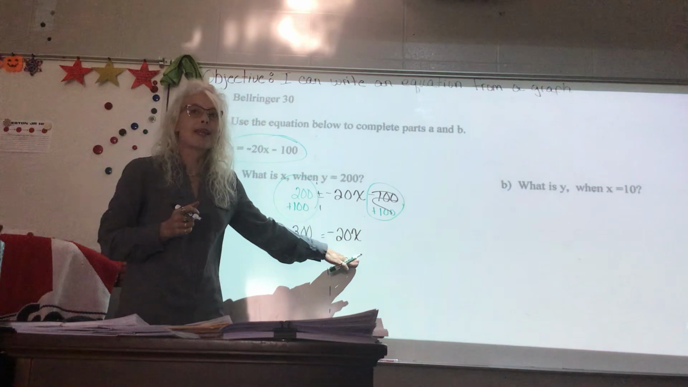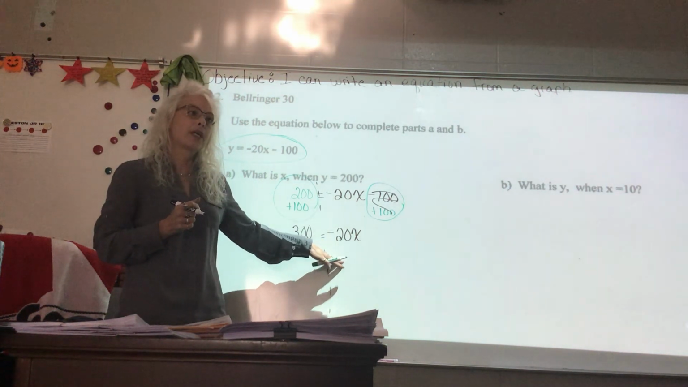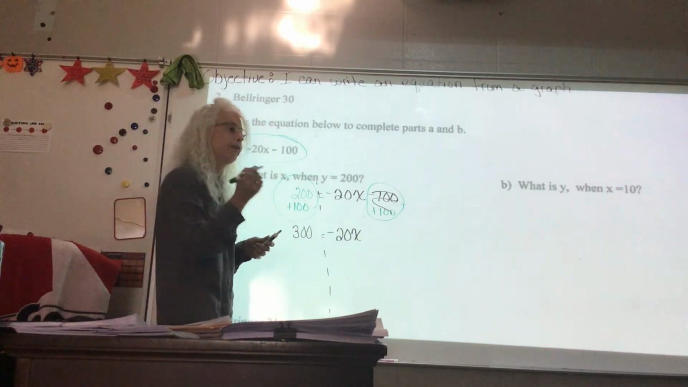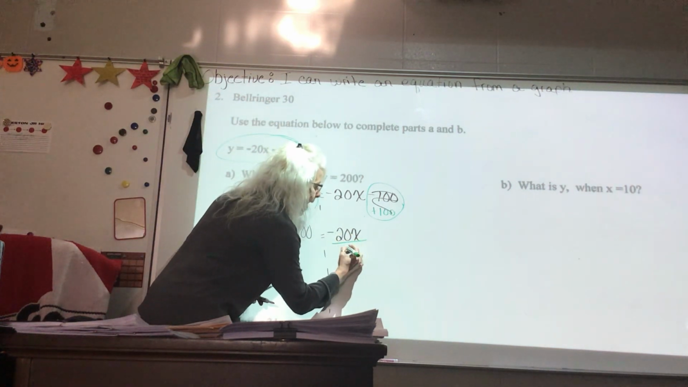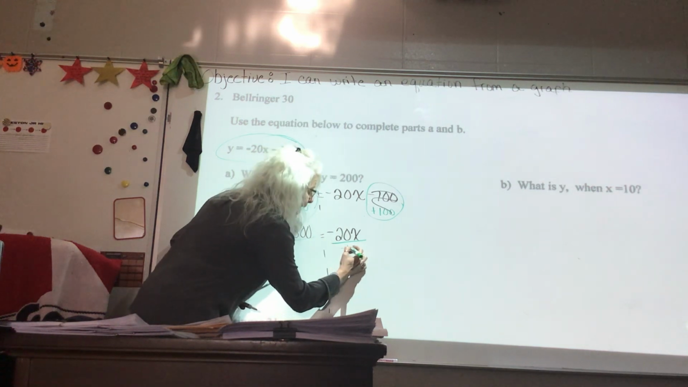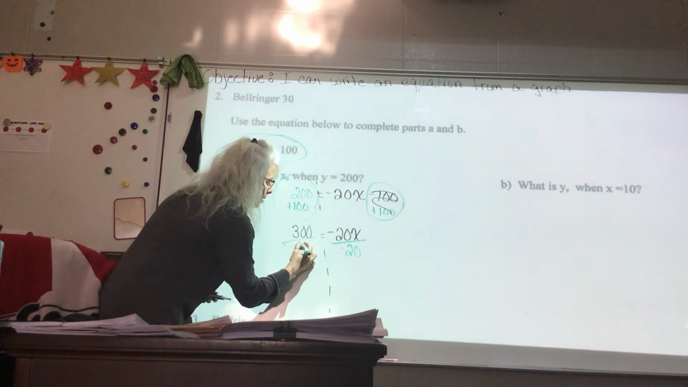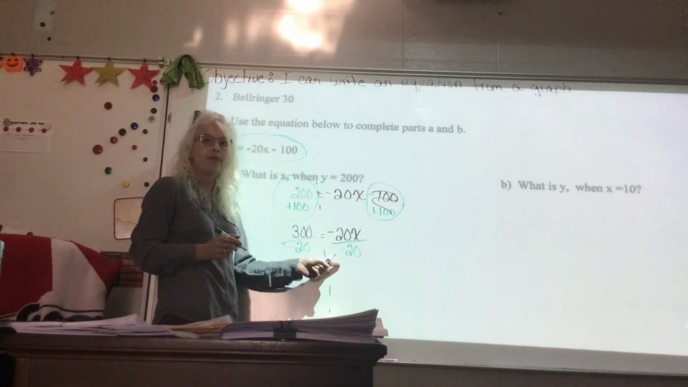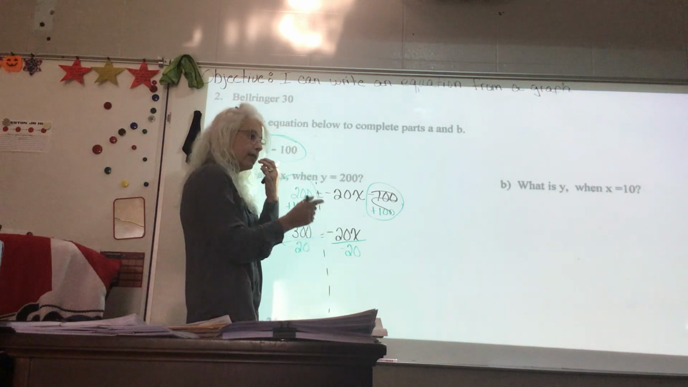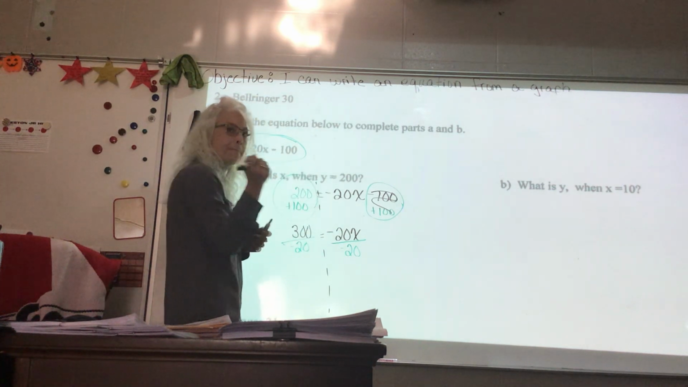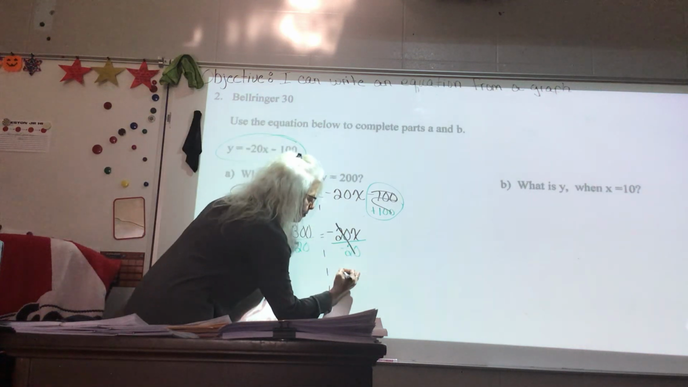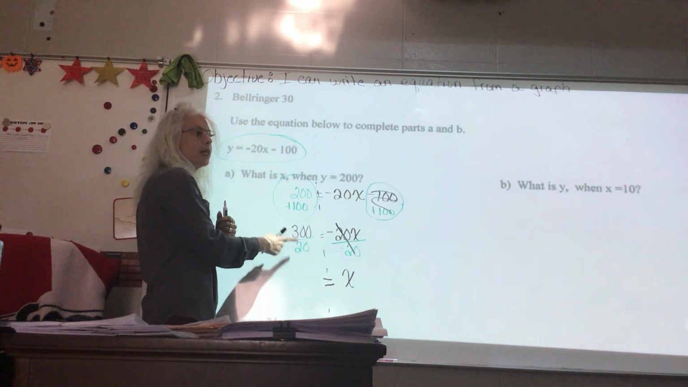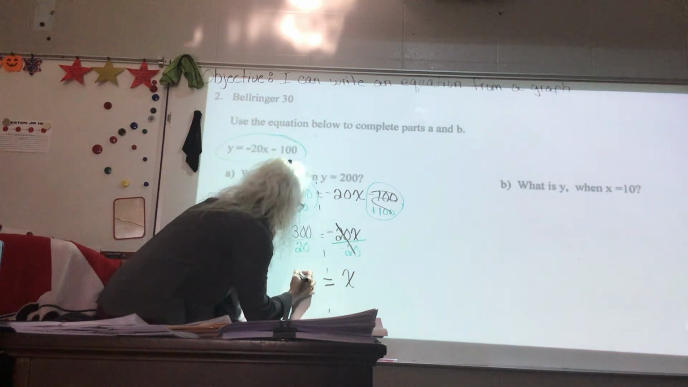Now, my variable's still not isolated, so do I need to get rid of the negative 20 or tear it off of the x? Tear it off. How am I going to tear it off? I'm going to divide everything by what? Negative 20. Thank you. Because remember, we have to not only tear that 20 off of the x, we have to tear that negative off with it. And negative 20 divided by negative 20 is? Positive 1. So I'm left with my x, my equal sign, and then positive 300 divided by negative 20 is? Negative 15.